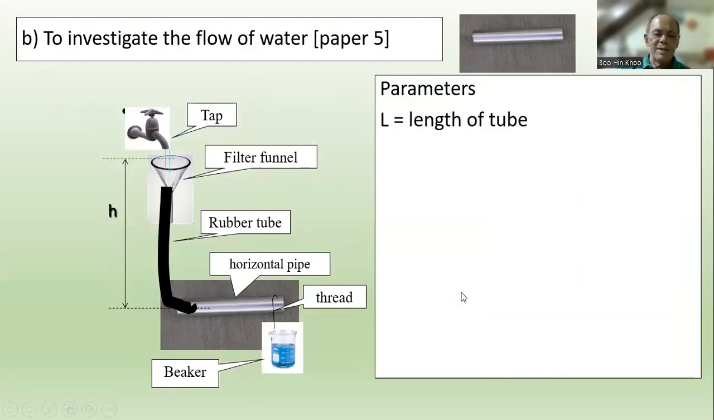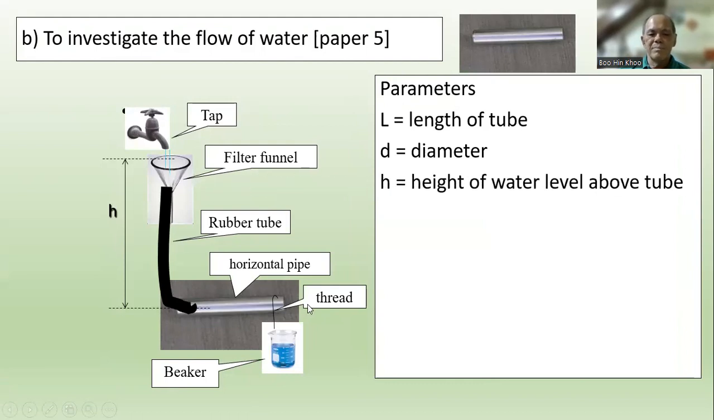So the parameters are: length of this tube, diameter of the tube, internal diameter, height of water. You fill it until the water overflows, then the height is constant. Height of water level above the tube. Volume divided by time is the rate of flow. You can calculate the volume for a certain time, to calculate the volume divided by time.